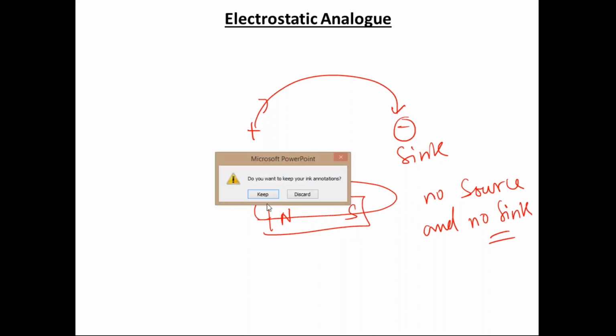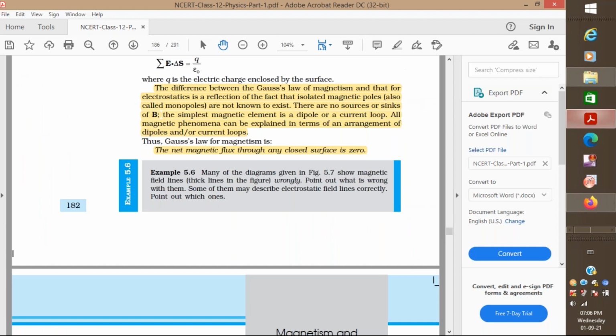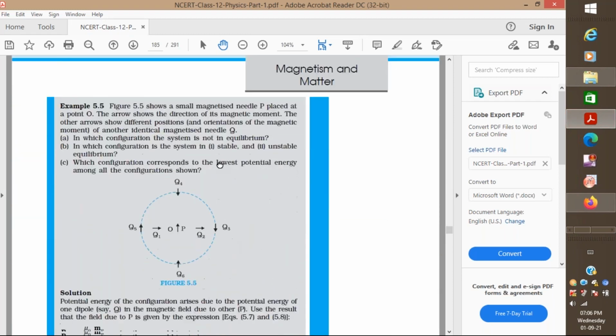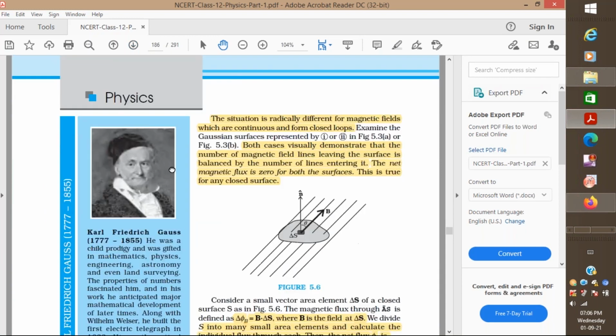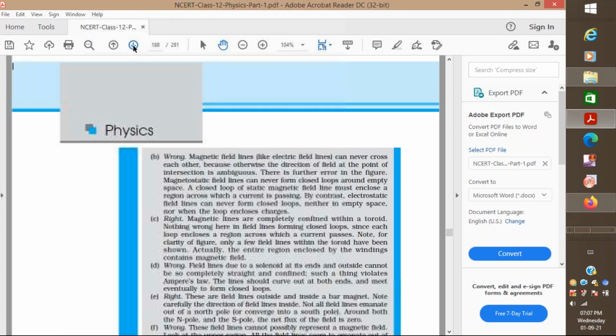Next day we will start Earth magnetism, or the Earth's magnetic field. That is another important and interesting topic. We will also take a few numerical examples from that class. You people should read these examples.